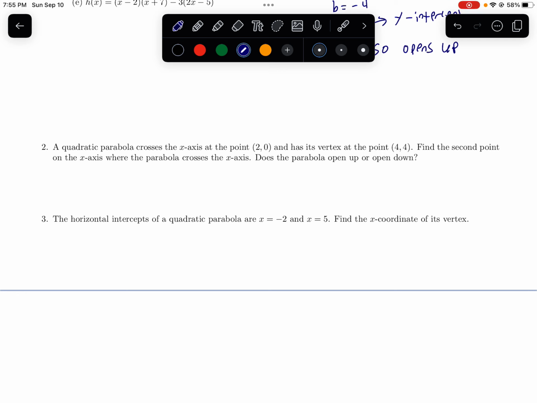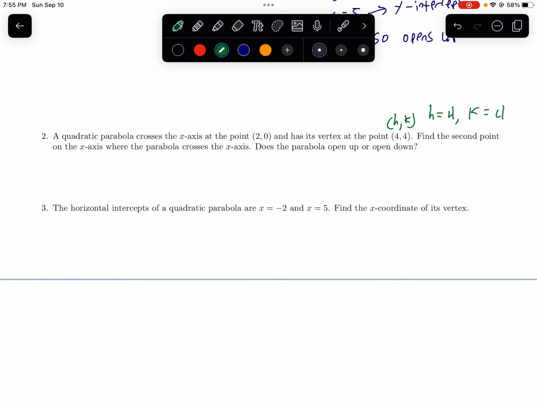For the second question here, we're told that a parabola crosses the x-axis at this point, and it has a vertex at (4, 4). We need to find the second point where it crosses the x-axis. And so the key thing to know for this question is that the vertex, (h, k), is the vertex, so h is 4 and k is 4. So remember, we had the formula that h, the horizontal coordinate of the vertex, is the average of the two horizontal intercepts.